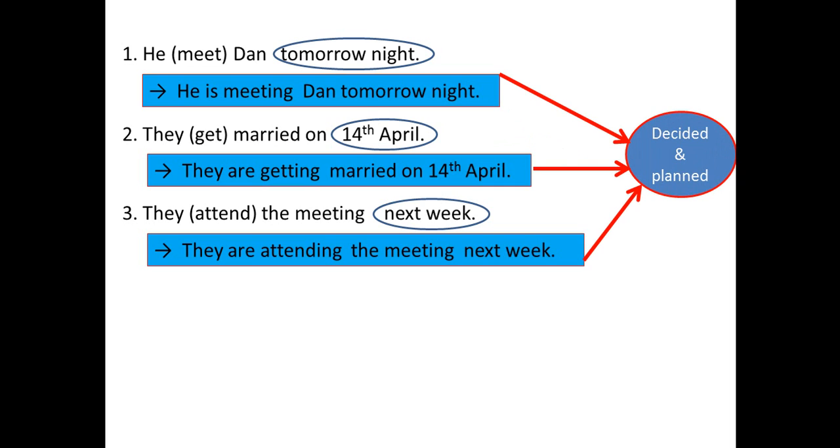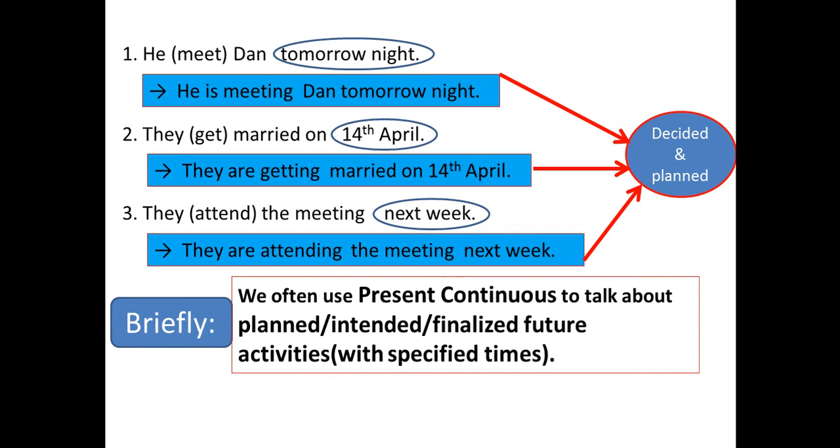So when you are writing something temporary, but if you want to focus on decision taking and planning, then you must write them in present continuous tense, and that will confirm the ing form of the verb. So there is a note for you. We often use present continuous to talk about planned, intended or finalized future activities with specified times.